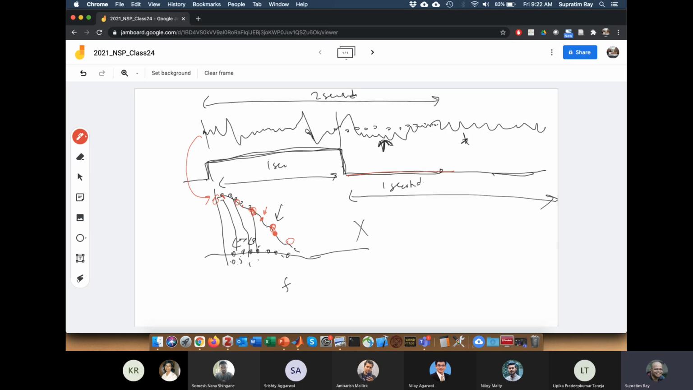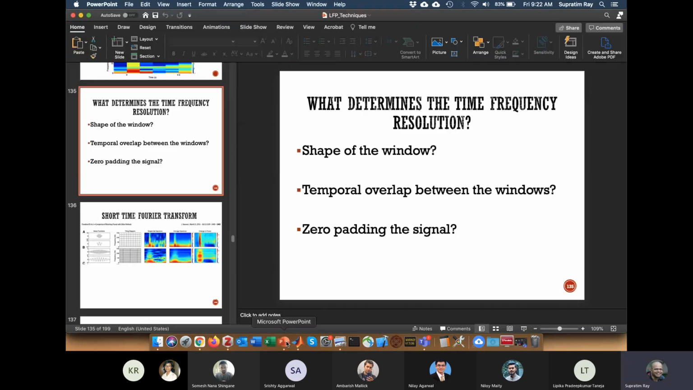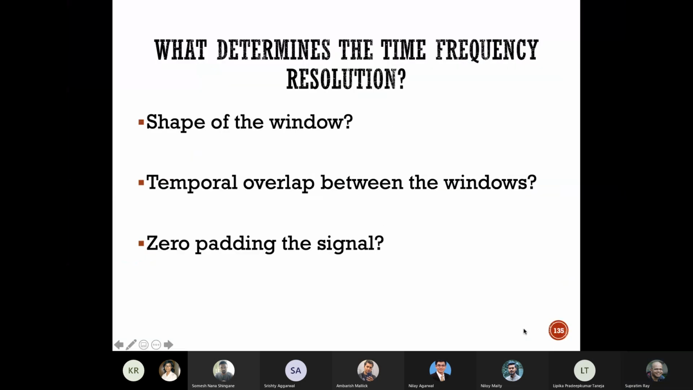Because the final spectrum that you are seeing here is just the convolution of the true spectrum that you would have got if you had 2 seconds, but it's getting convolved with the Fourier transform of this rect function, which is a sinc function. So it's basically just smoothing the frequency axis. Okay, that's all I was going to talk about zero padding. Are there any questions? Does this make sense?